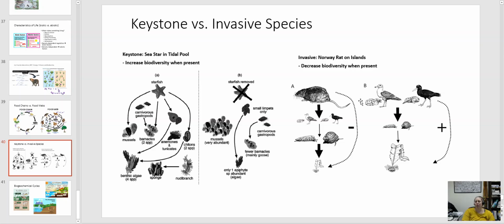If we don't have the Norway rats, the gulls and oyster catchers, these birds that are here, do eat a lot of these mollusks, which allows for an increase in the algae, which you can imagine then has a big increase on the population as a whole, because again, without producers, we lose consumers.